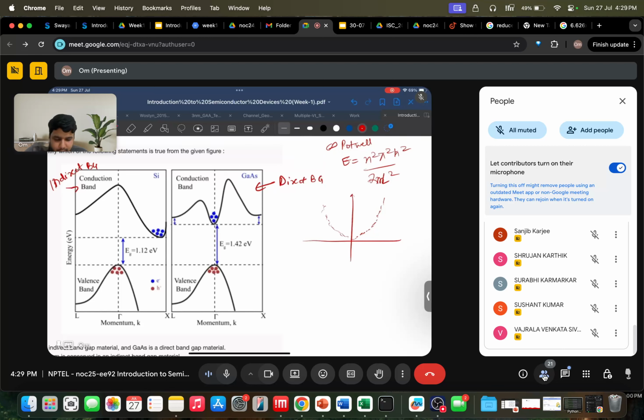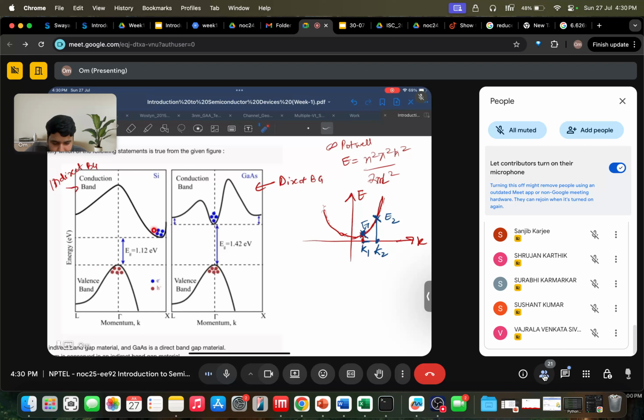So the whole point is that in this E and K, only these states are allowed, right? At this particular momentum K1, only this particular energy is allowed. At this particular momentum K2, only this particular energy is allowed, right? This was the whole point of solving the Schrodinger equation. So what they have shown here is the allowed level. Anything on this line is allowed. But these things are not allowed, right? There's no allowed energy here.